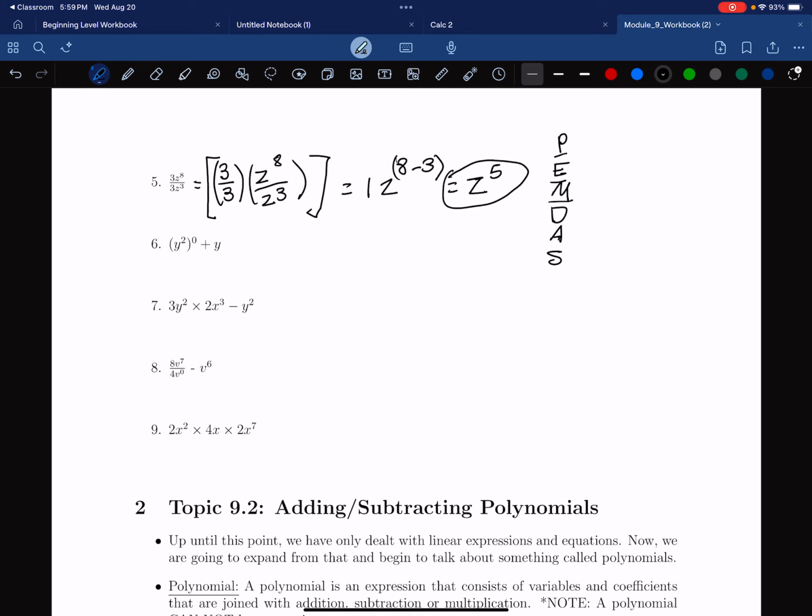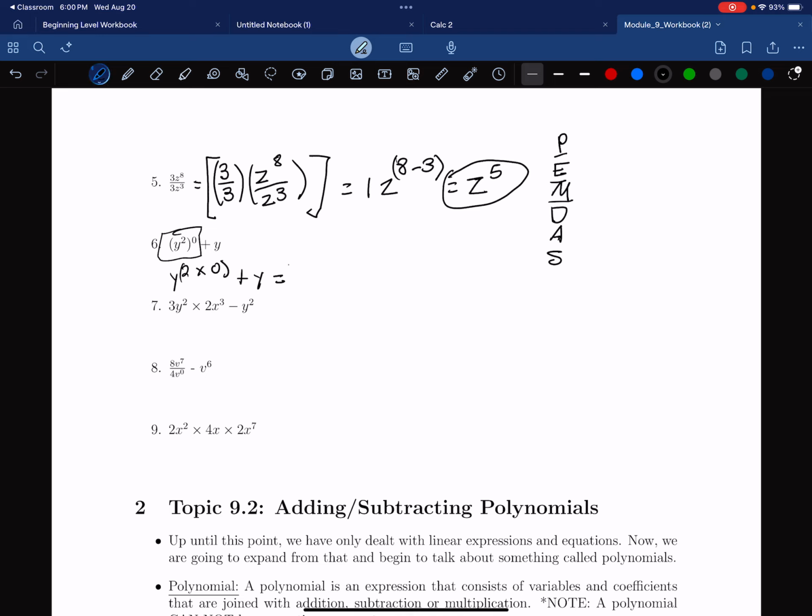But once you start going into algebra, order of operations does not go away, even though we're looking at letters versus numbers. Order of operations still is in play here. So with example 6, notice that we have to simplify these exponents first before we look at adding this y. So let's start off there. So we have y squared raised to the 0th power. So we're going to have y squared times 0 plus y.